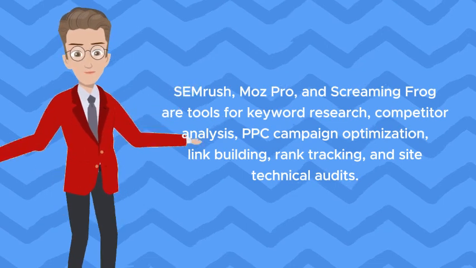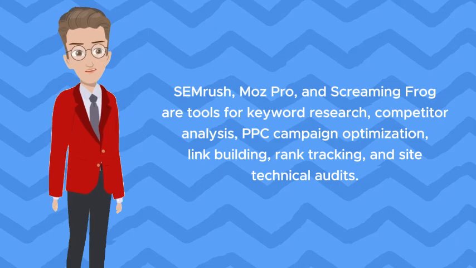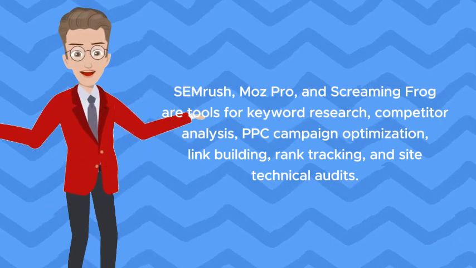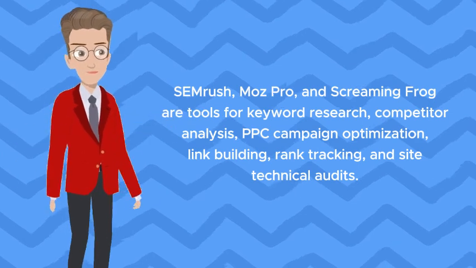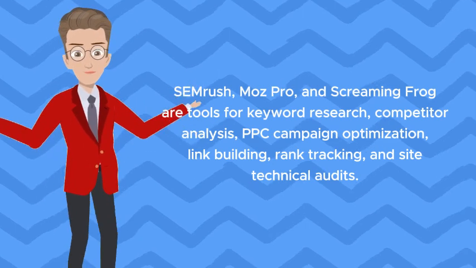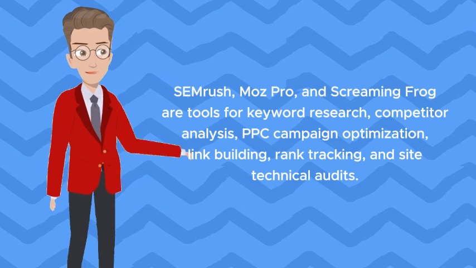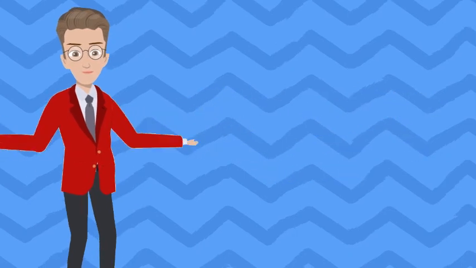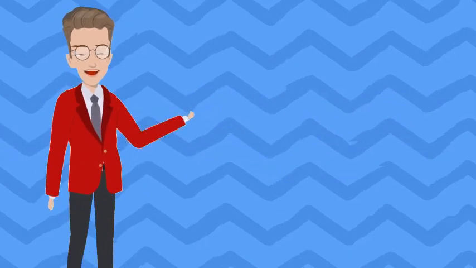Moz Pro offers robust tools for link building, rank tracking, and on-page optimization. Screaming Frog, a desktop-based crawler that performs detailed technical audits of your site. These tools may come with a cost, but their insights and capabilities can save you time and drive better results in the long run. To recap, here's what we've covered.